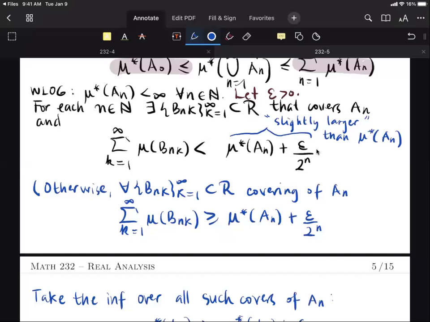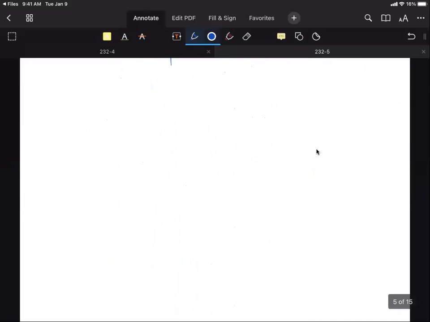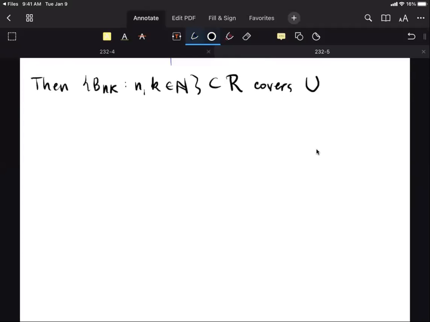Okay, since the B_{n,k}, k from 1 to infinity, covers A_n, if we collect those, so B_{n,k}, now n and k are both integers. By construction, these are elements of the ring. This will cover the union.